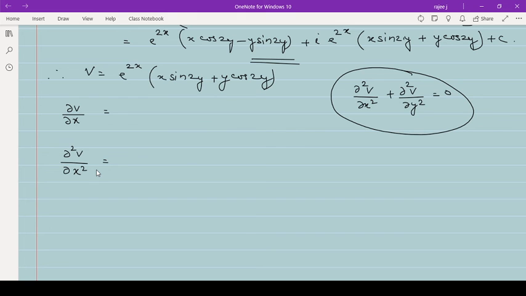Ma'am, it will be the same. It will be the same only, but in this particular question you cannot do like that, because the question is prove that v is harmonic. So it is important for us to find dou square v by dou x square and the other one separately. Here you need to find dou v by dou y and dou square v by dou y square. For checking purposes we can use that, but here you have to find it separately. Then just add this one and this one, and you will get it as 0.